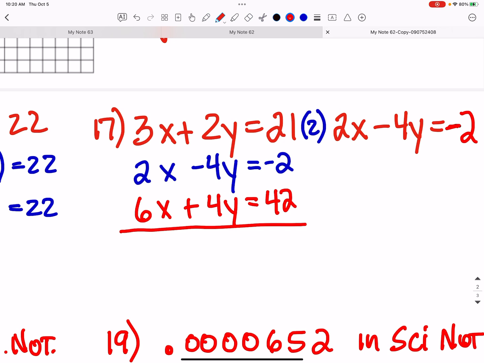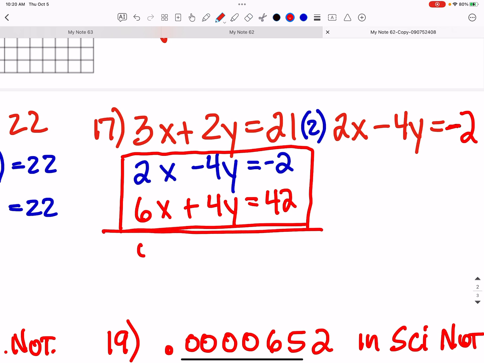And from there, now we're using these two. From there, we add the columns. The y's and the 4y's cancel each other out, and we get 8x equals negative 2 plus 42, which is 40, divided by 8. And I think you know what x is now.